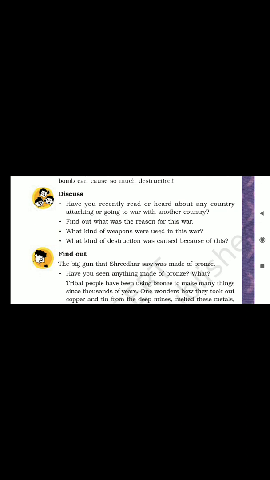So if we are talking about the war nowadays, or the recent activities in the war, they use plane, tank, machine guns, missiles and helicopters etc. are used nowadays in war. What kind of destruction was caused because of this? Obviously, any war causes huge loss of life and property.